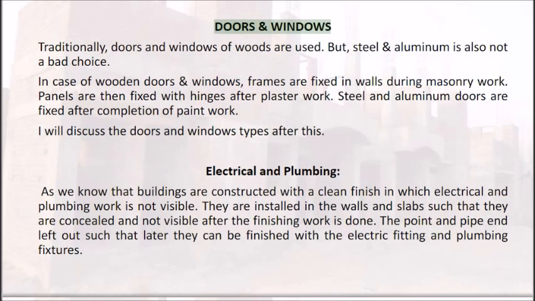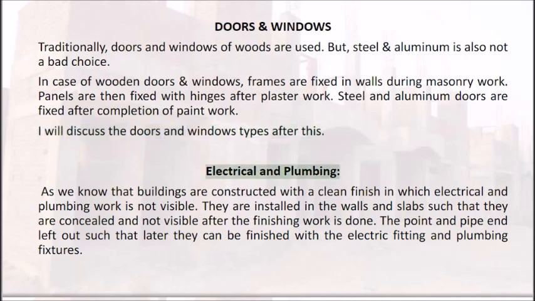Doors and windows. Traditionally, doors and windows of wood are used. But steel and aluminum is also not a bad choice. In case of wooden doors and windows, frames are fixed in walls during masonry work. Panels are then fixed with hinges after plaster work. Steel and aluminum doors are fixed after completion of paint work. I will discuss the door and window types after this.